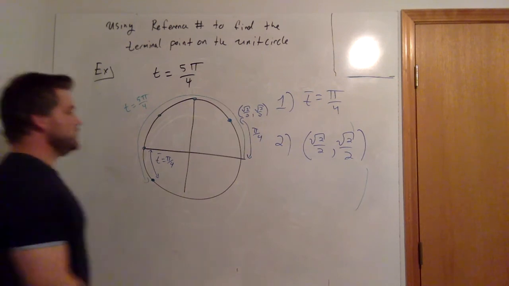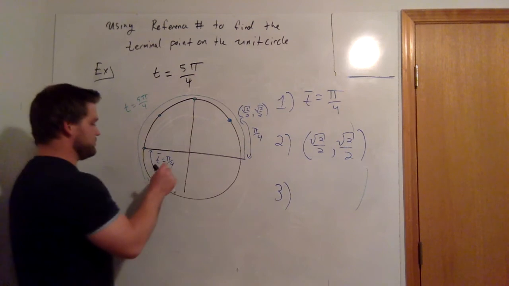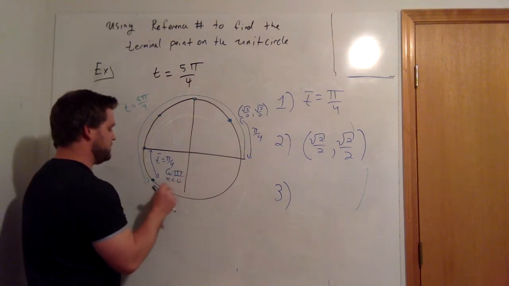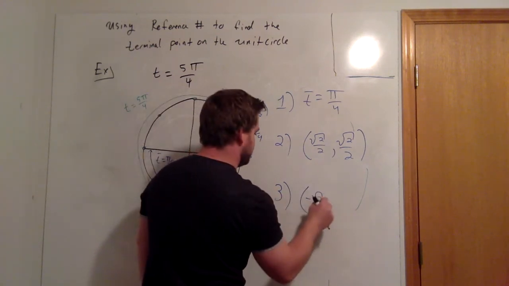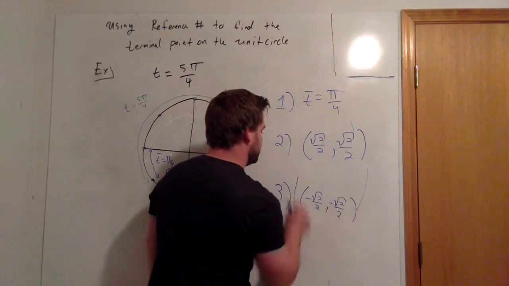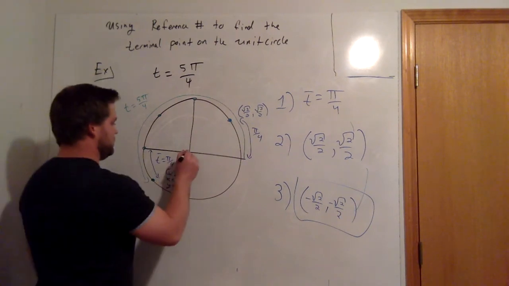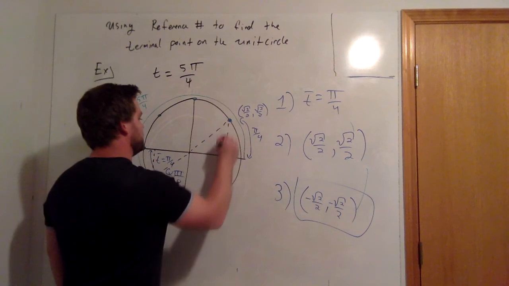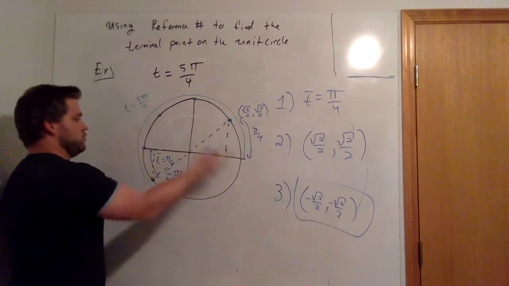So now we'll just want to adjust the sign for the quadrant we're in. Since we're in quadrant 3, the x-coordinate is negative and the y-coordinate is negative. So we'll have a negative root 2 over 2 and a negative root 2 over 2, and this is the final answer. And again, if we think about the triangle that's created right here, it'll be the same triangle that's created right here. It's just that the x and y coordinates have been reflected.